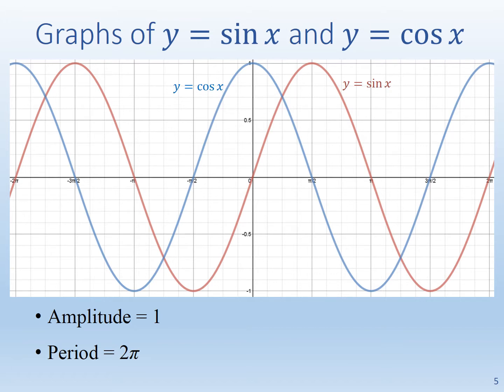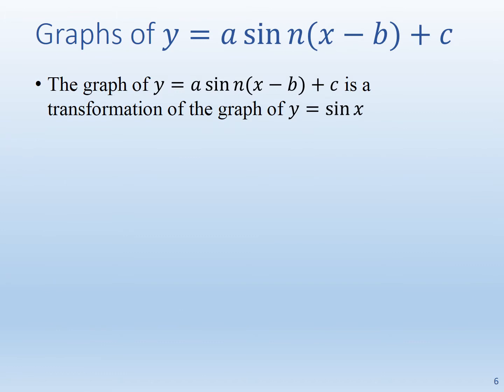So we've seen that the graphs of sine and cosine are periodic functions with a period of 2 pi and an amplitude of 1. The sine graph starts at 0, and the cosine graph starts at 1. Now the graph of y equals a sine n(x minus b) plus c is simply a transformation of the graph of y equals sine x.